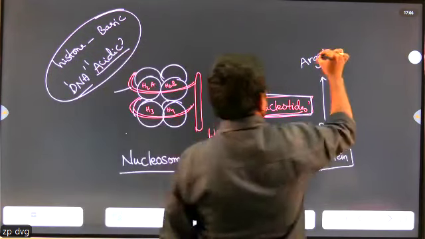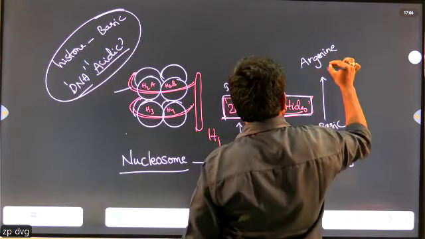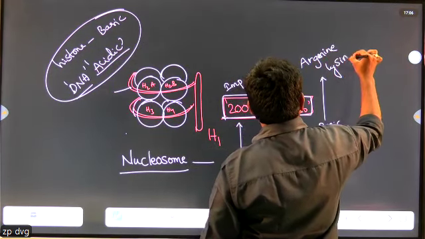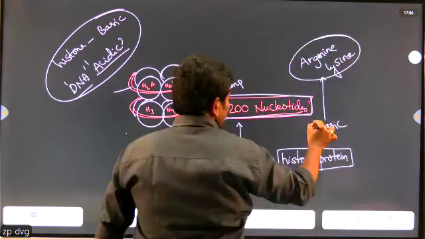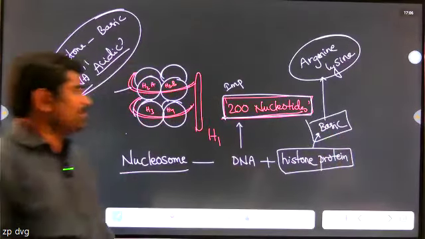Histone proteins are rich in arginine and lysine. So histone proteins are made up of arginine and lysine, so that histone proteins are basic in nature.